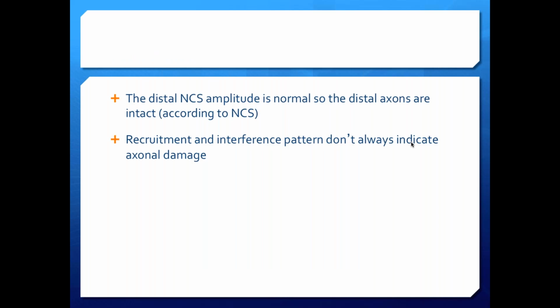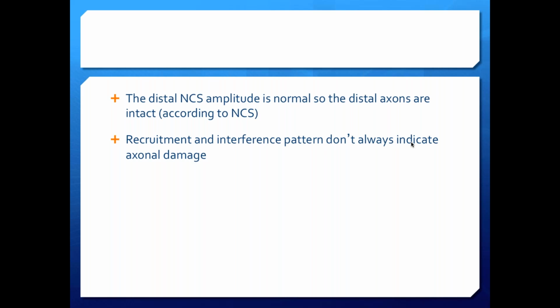If you see on the nerve conduction study that the distal amplitude is normal, that means that the distal axon is intact. If the distal axon is intact, that means that the entire axon is intact, at least from what nerve conduction studies tell us. EMG is more sensitive at detecting axonal damage, but if the distal amplitude is intact and normal, that means the distal axon is normal, so that the entire axon is normal.